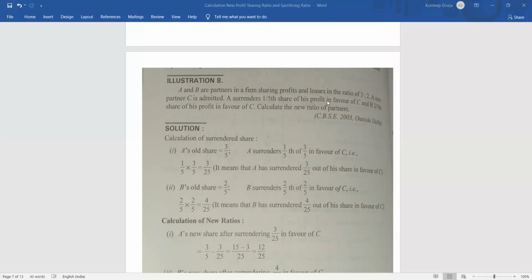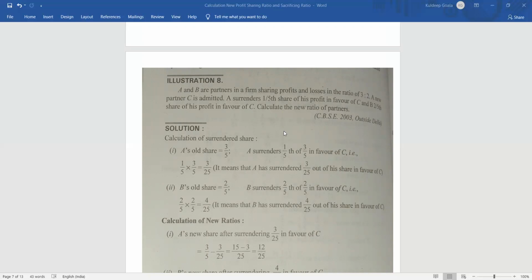One fifth of his profit. Just now I told the same thing. Okay, one fifth of how much? 3 by 5. A's share was how much? 3 by 5, right? So one fifth of his share of profit means one fifth of 3 by 5, and in favor of C. And B is going to give how much? 2 by 5. 2 by 5 of 2 by 5, right? 2/5 of his share. 2 by 5 of 2 by 5. Okay, in favor of C. Clear? So calculate the new ratio.